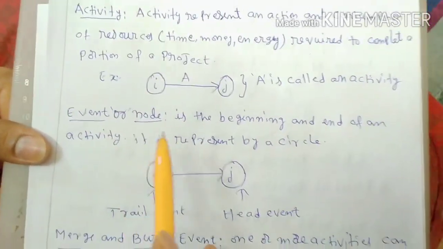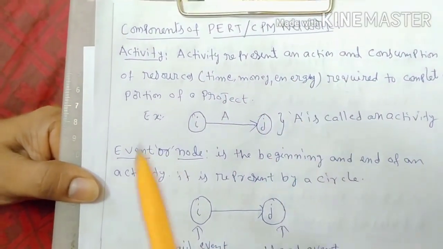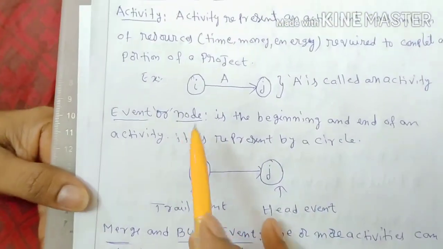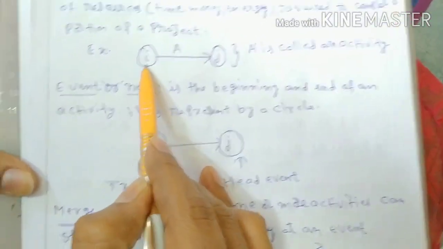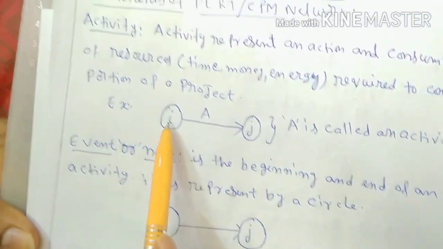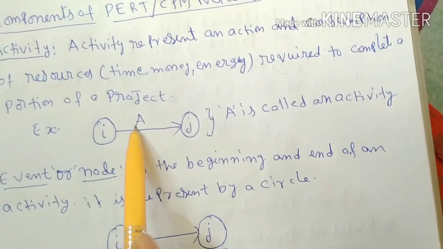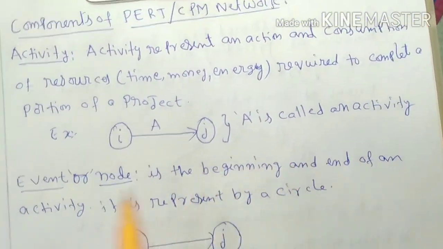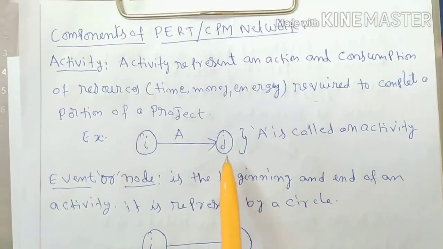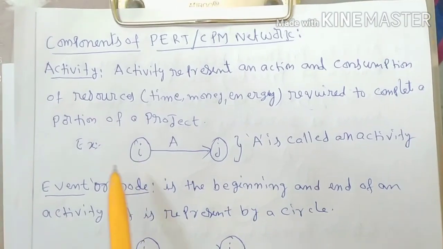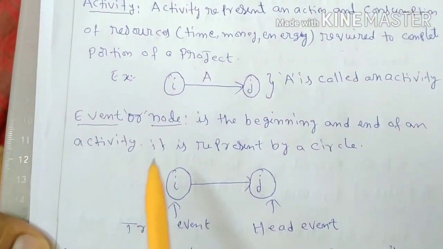Generally every activity has time, money and some energy issues. So how do we represent that? Likewise, I, J. Otherwise in the problem, 1, 2 may be used. So this entire thing is named A. A is called an activity. So it represents getting an approval from the municipality to construct the building. We will see all of this in the problem area.